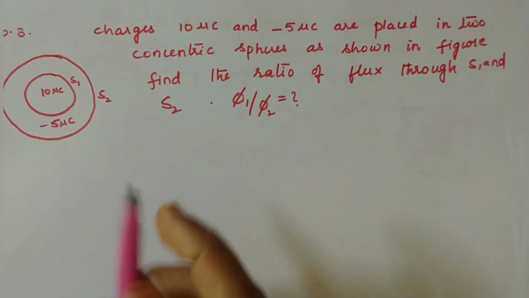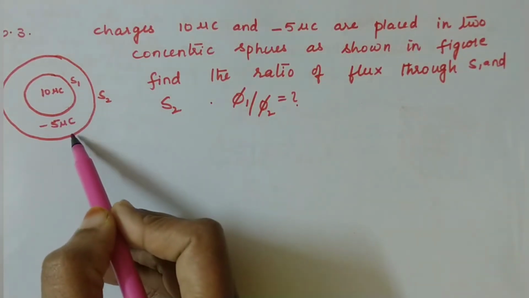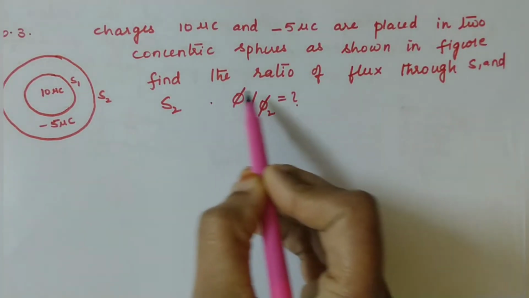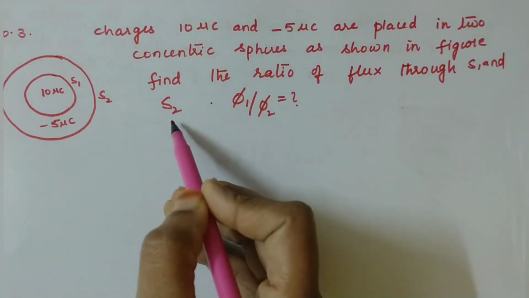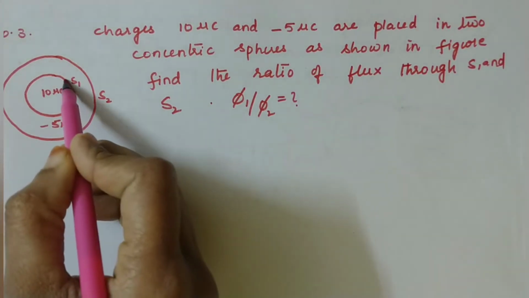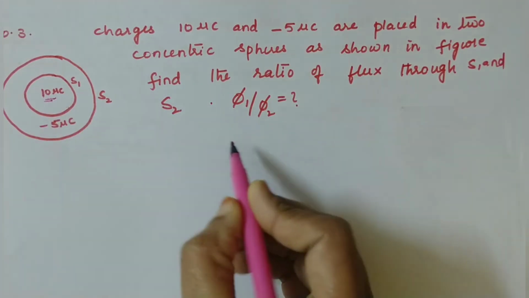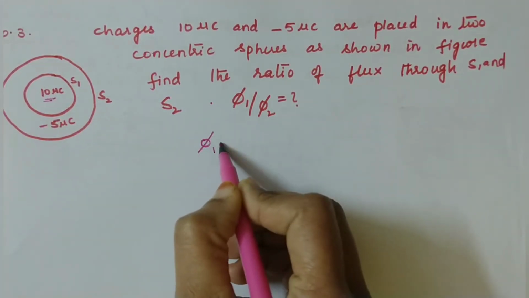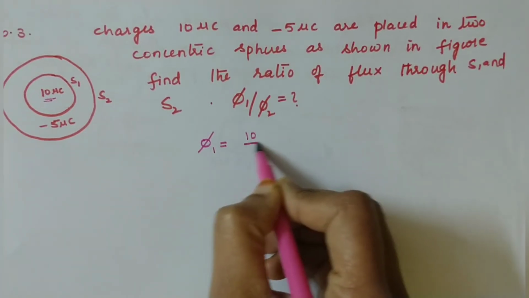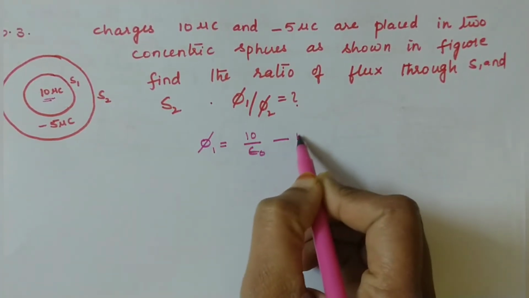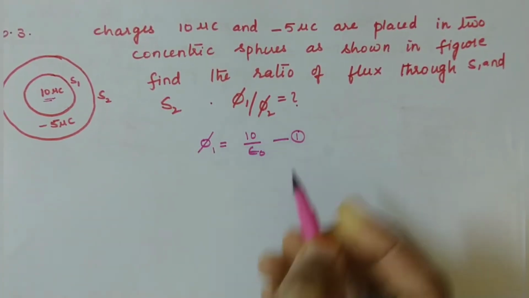So in this question there are 2 charges, 10 and -5 microcoulomb, and you need to find out the ratio of the flux through S1 and S2. First look at this surface S1. This is enclosing a charge of 10 microcoulomb. So flux through the first surface will be 10 by epsilon naught. I'll write it as equation 1. I'm not converting the unit.